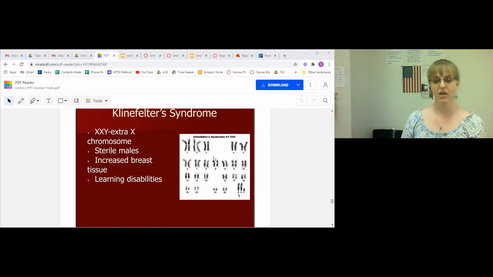Klinefelter syndrome occurs when a male has an extra X chromosome. He is a male because he does have a Y chromosome. However, he also has an X like a female would. So these males, once again, cannot have children. They often have breasts and hips, and they will often have learning disabilities.